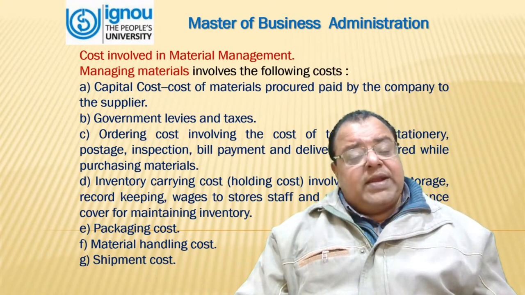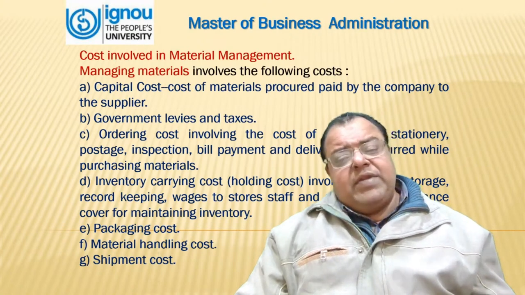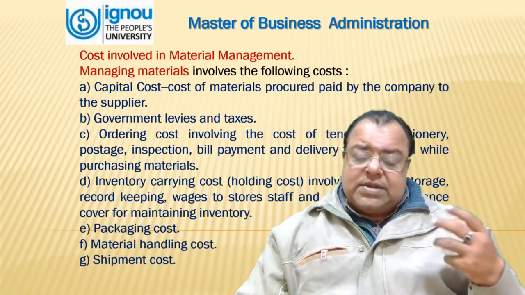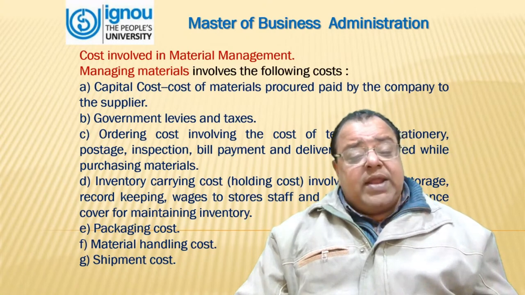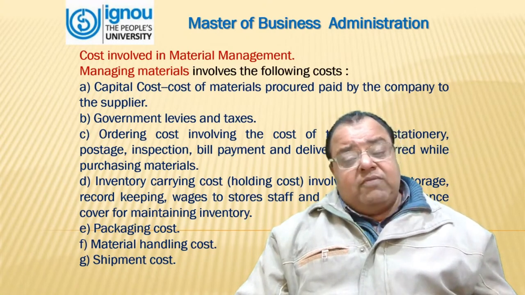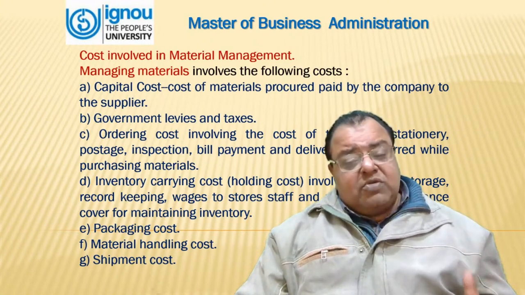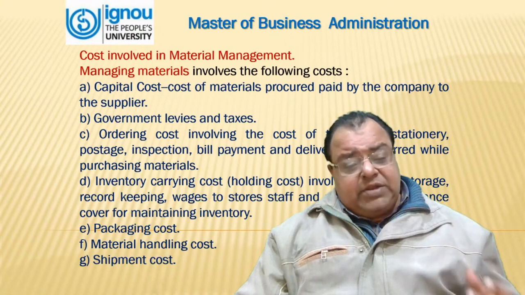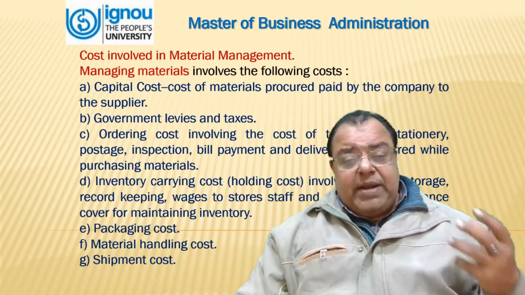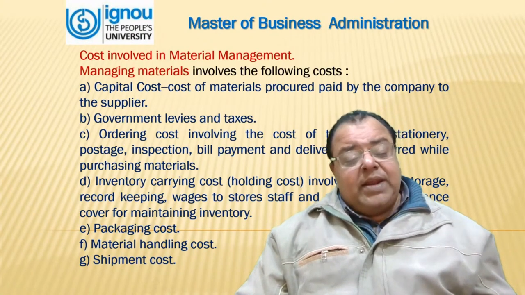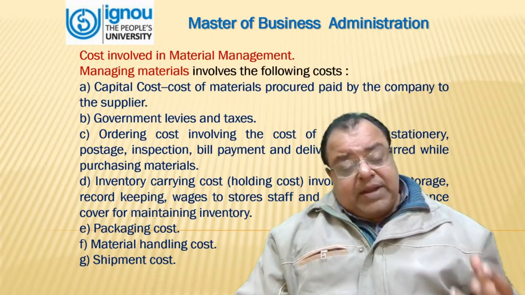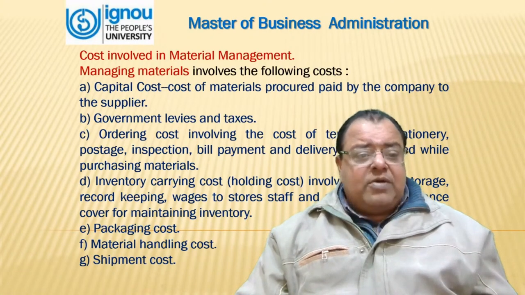Government levies and taxes. Ordering cost involves the cost of tendering, stationery, postage, inspection, bill payment, and delivery incurred while purchasing materials. Inventory carrying cost, or the holding cost, involves the cost of storage, record keeping, wages to store staff, and payment of insurance cover for maintaining inventory. Then packaging cost, material handling cost, shipping cost.